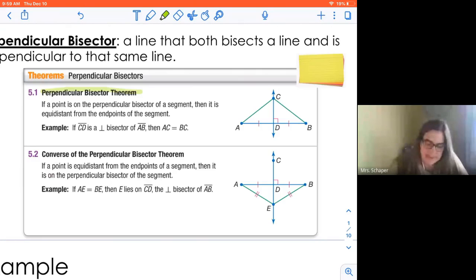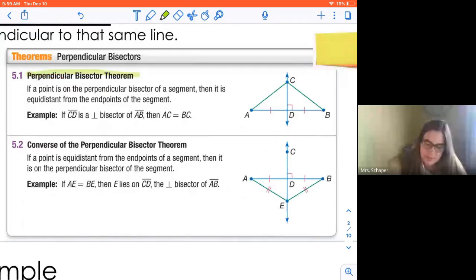The perpendicular bisector theorem says that if a point is on the perpendicular bisector of a segment, okay, so when I look at this picture, my segment is AB, my perpendicular bisector is CD. It says if there is a point on the perpendicular bisector, then it is equidistant from the endpoints. Okay, so meaning that AC and CB are the same. Okay, that's what we mean.